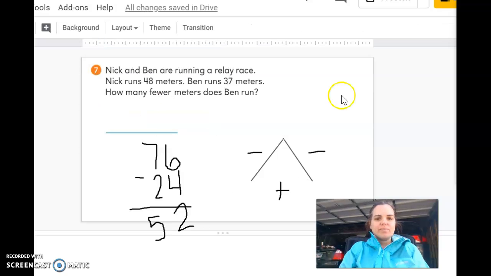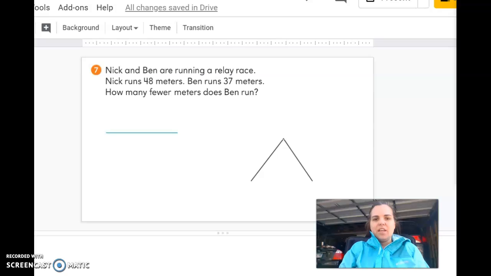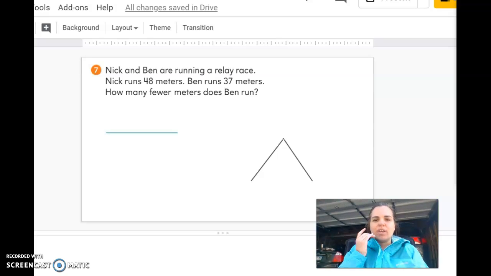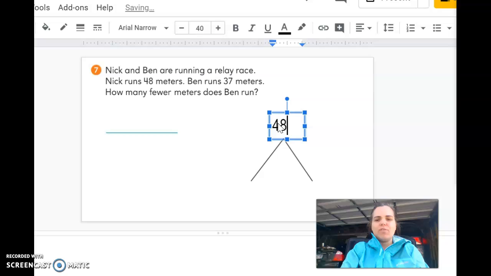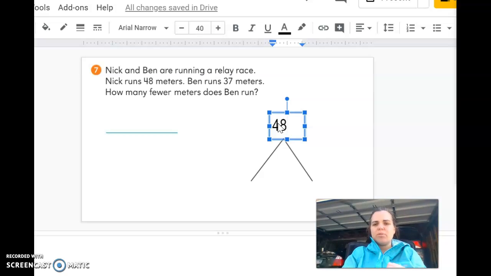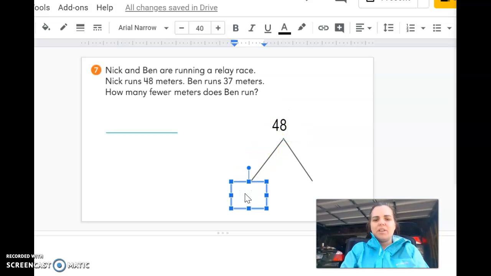Okay. Number 7. Nick and Ben are running in a relay race. Nick runs 48 meters. Ben runs 37 meters. How many fewer meters does Ben run? Well, how many total meters did Nick run? Yep, 48. He ran the longest, and I'm comparing the two, so I'm going to put Nick at the top. Ben only runs 37 meters.